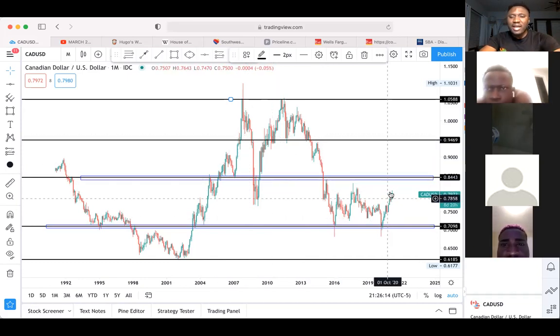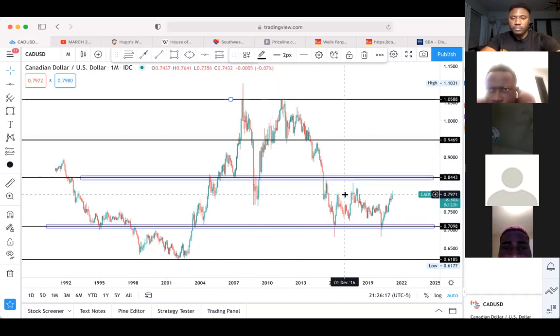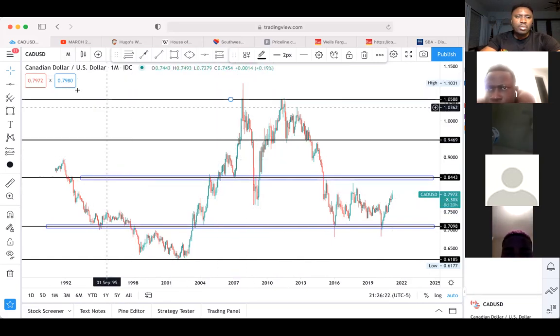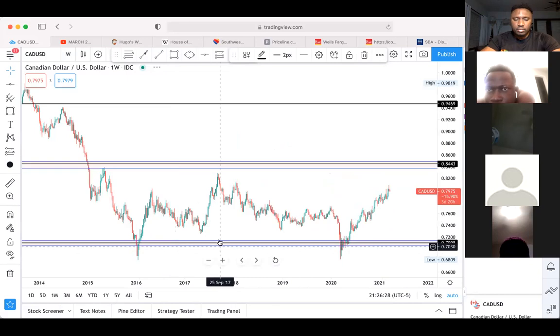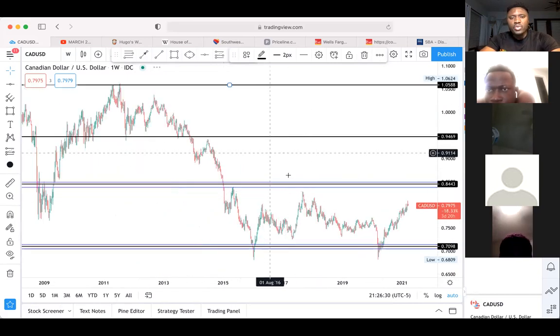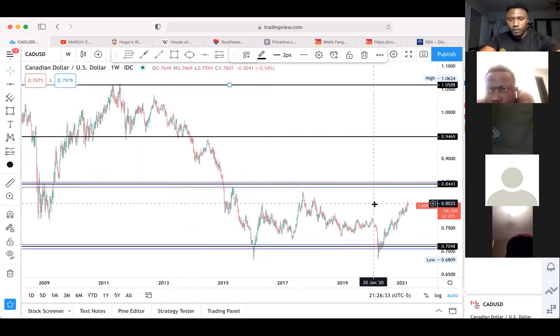But you cannot trade like this except you are a professional trader. You can't trade on monthly time frame. No, you're going to be stuck for a long period. It might be too much. So I'm going to go down to weekly time frame. You see that? When I break it down to weekly time frame, it's more open now.